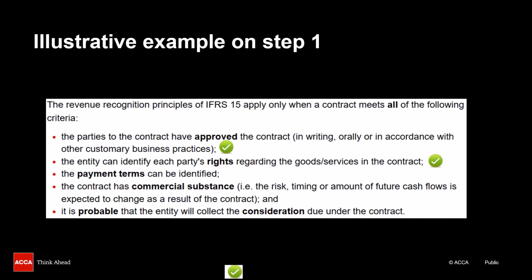The contract would give rise to cash flows from executing the contract and selling the desks and performing the refurbishment, and therefore has commercial substance. And lastly, it is probable that the entity will collect the consideration from the school since the payment term is cash on delivery and no evidence indicates otherwise. Therefore, since all the above criteria are met, a contract is identified.